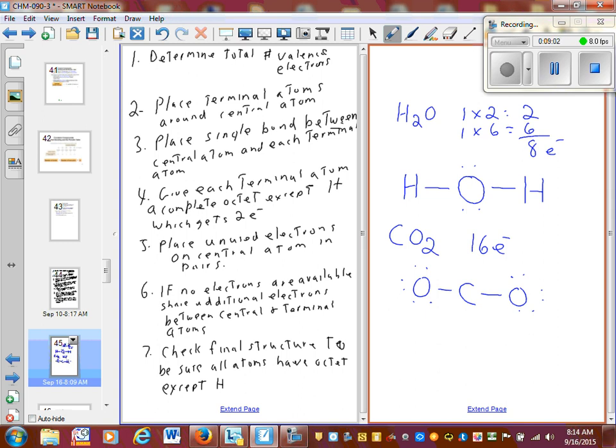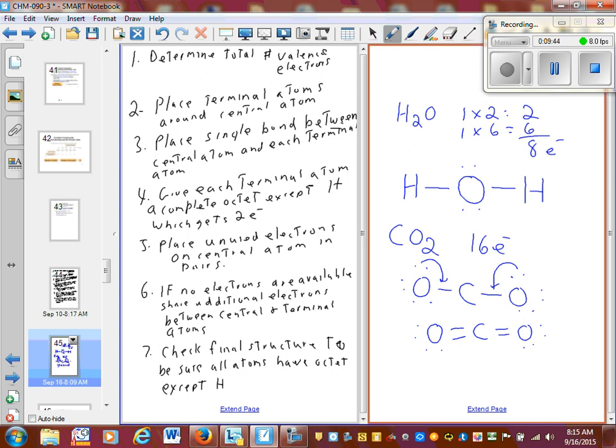I'll take 2 from this oxygen, 2 from this oxygen. So now carbon has 8. Each line is 2 electrons. This is a double bond. So we got 2, 4, 6, 8 for the carbon. And each oxygen has 8. 2, 4, 6, 8, 2, 4, 6, 8. So carbon dioxide has double bonds.